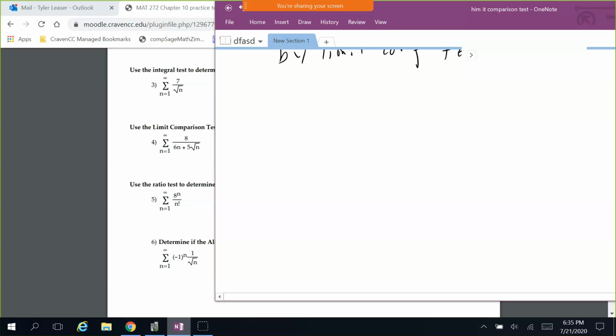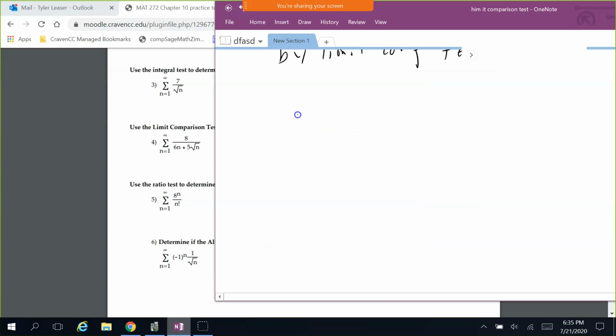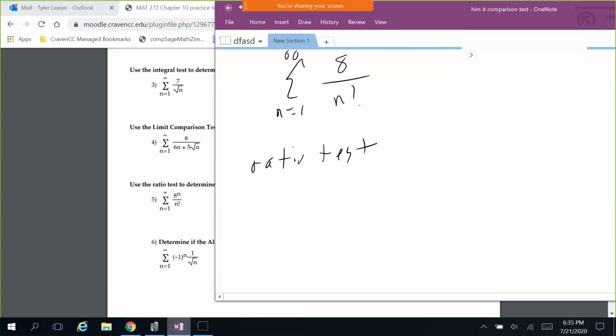The next question is asking us to use the ratio test to determine if the series converges or diverges, or state that the test is inconclusive. So for this one, we have the series n equals 1 to infinity of 8 to the n over n factorial. And we're using the ratio test. All right, remember the ratio test is that limit as n goes to infinity of the absolute value of the n plus 1 term over the nth term. This is going to converge to something, and then based on that something, we're going to get some answers on whether our original series converges or diverges.